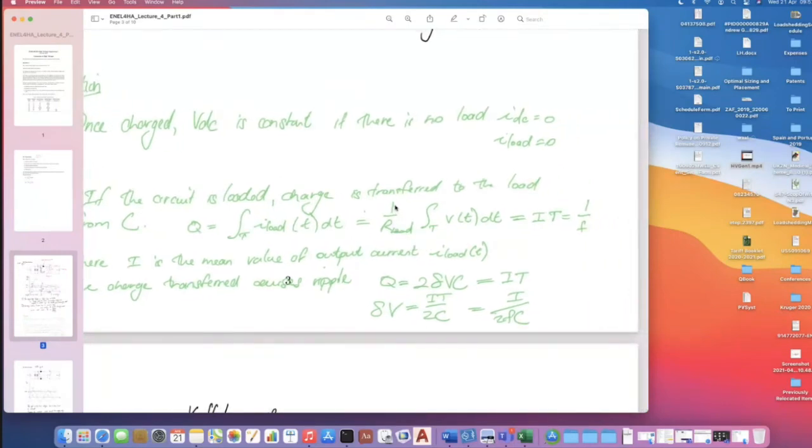Effectively, you can convert that current to a voltage and resistor relationship. You know that's constant. That's also equal to your average current, your DC current, times the period of your waveform, which is equal to I over F. So I divided by your frequency.